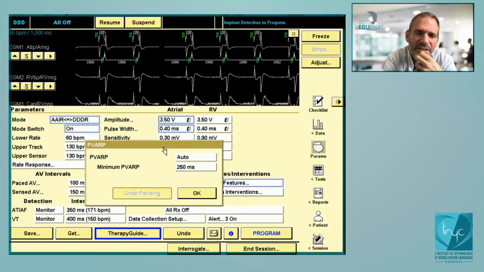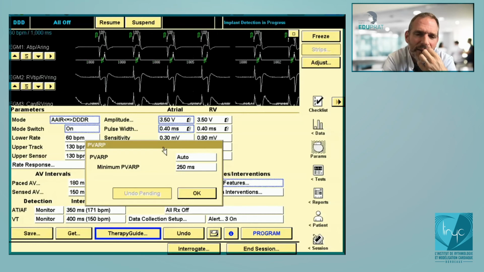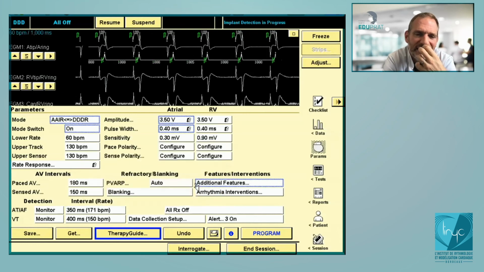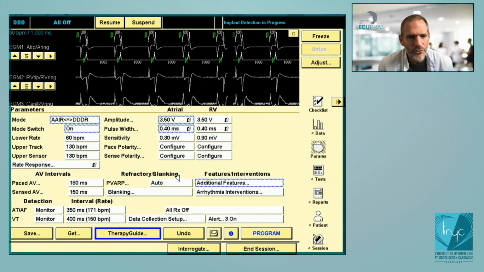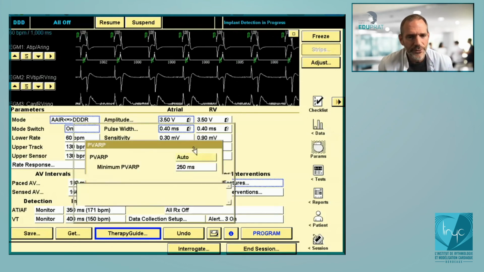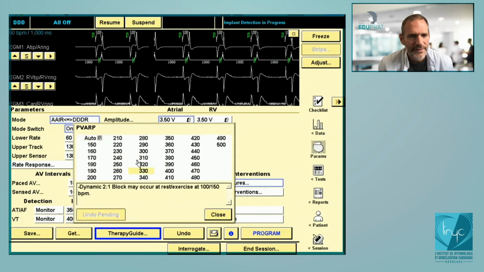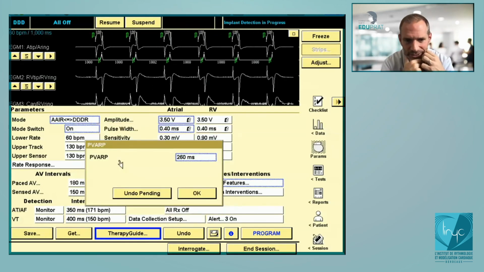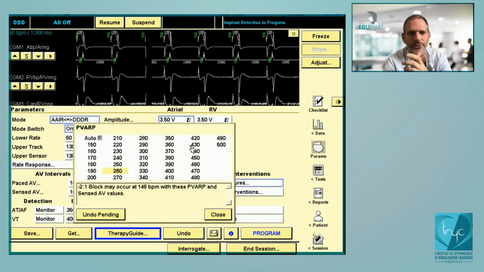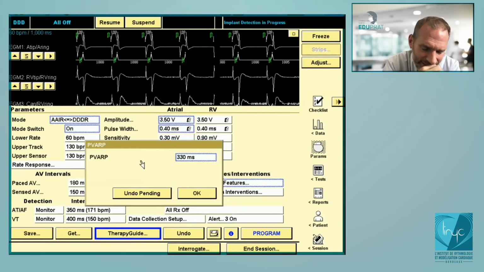Okay, so I will deprogram the auto. If you click on it, okay, not a problem. I will deprogram the auto to off, and I will program a fixed value. Just the fixed value to, let's say, something like 300 or 320 milliseconds. Quite long to avoid completely the risk of 2-to-1 block.